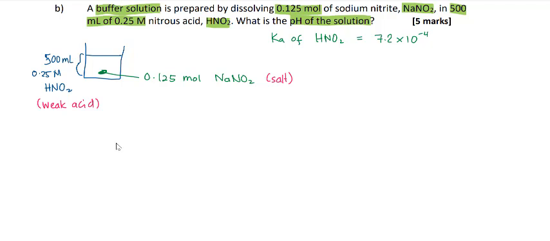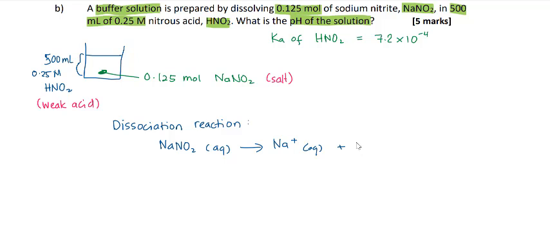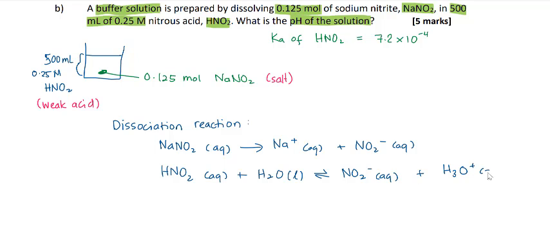Alright, so we have the Ka of HNO2. Next, keluarkan the dissociation reaction, for both salt and weak acid. So our salt is NaNO2. So kita ingat our salt here adalah fully dissociate. Dia akan fully dissociate into Na plus ion and NO2 minus ion. Manakala our weak acid partially dissociate, tambah air, partially dissociate into NO2 minus and H3O plus ion.